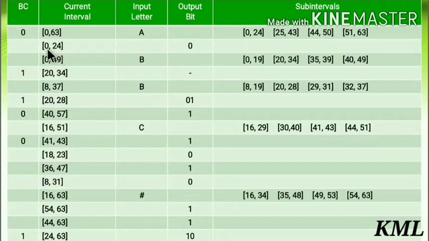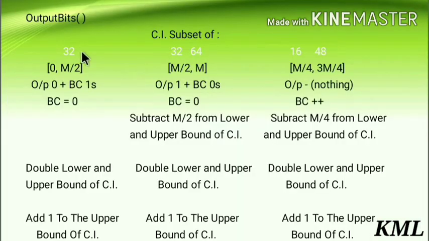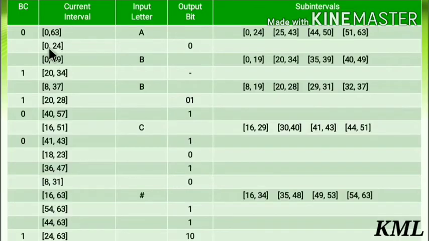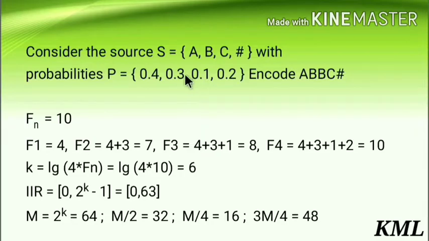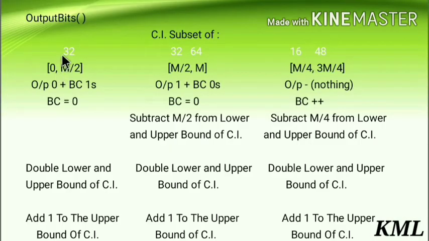Now check this interval in the output bits algorithm. I have written the values here for m by 4, m by 2 and 3m by 4. Now we have to find in which of these ranges this subinterval falls. So 0,24, check for this one, 0,32. 0 is greater than or equal to 0 and 24 is less than 32, so it falls in this range. Now what you have to do: output 0 plus bit count number of 1s.